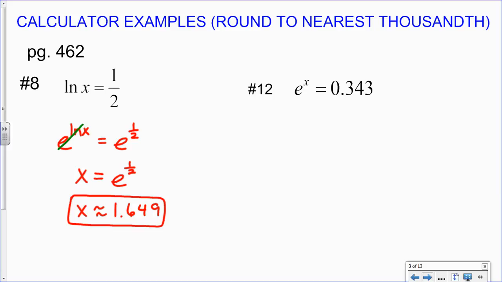This time, I have an exponential function. X is in the exponent. So I need to do the inverse of an exponential. The inverse of an exponential is a log. And I have to make sure the base is the same. So log base e is natural log. So I'm going to take the natural log of both sides.